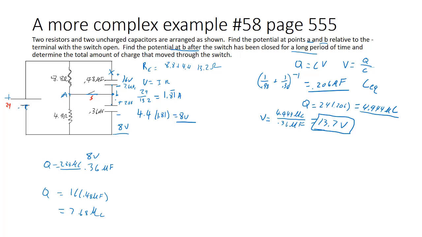And so some of these electrons came from this plate. And so we're actually going to subtract these. We're going to get 7.68 microcoulombs minus 2.88, because that's actually the net charge that had to come through the switch. So 7.68 minus 2.88 is 4.8 microcoulombs that actually had to come through the switch.